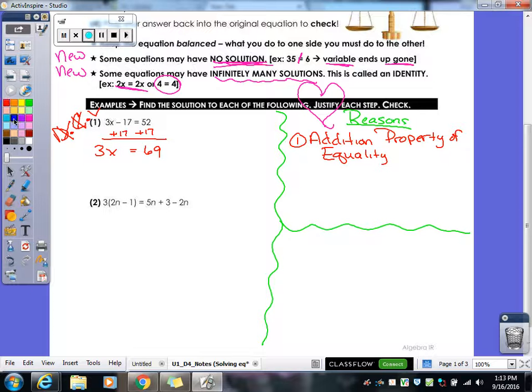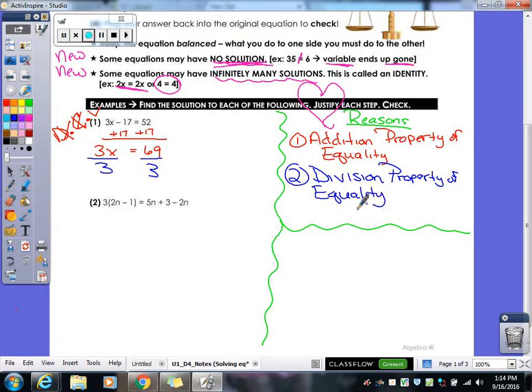The next one is I'm going to divide both sides by 3. Well, that now is called the division property of equality. On your homework and in the notes, I don't care if you abbreviate, but on a quiz or a test, they want you to write it all out, all those words. And of course, the answer here is going to be 23.